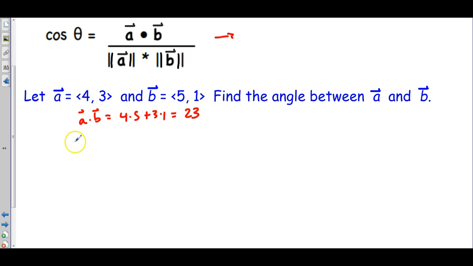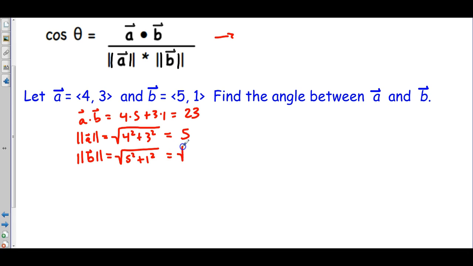I also need the magnitudes of these two vectors. So the magnitude of A is going to be equal to the square root of 4 squared plus 3 squared, which is 16 and 9, which is 25. So that's equal to 5. And then the magnitude of vector B is equal to the square root of 5 squared plus 1 squared, which is root 26. And so I can now go up and plug this stuff into my formula up here.